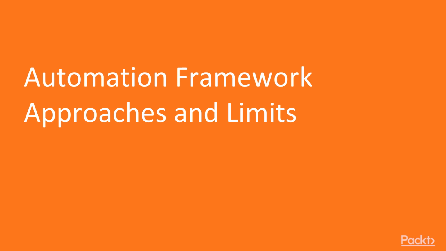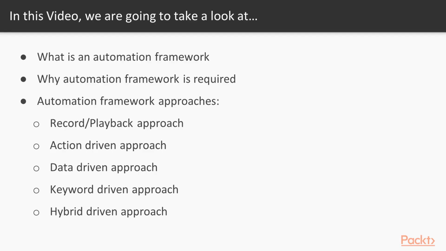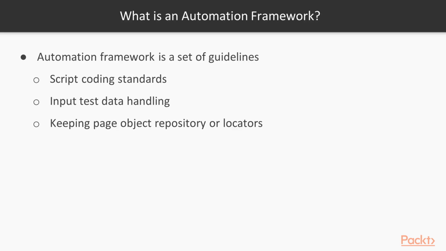In this video, we will first understand automation framework definition and its usage, then we will see different types of automation framework approaches with advantages and disadvantages. We will first start with automation framework definition and we will see why automation is required in testing the application. Later, we will see different types of automation framework approaches with their limitations. First, we will understand the definition of automation framework.